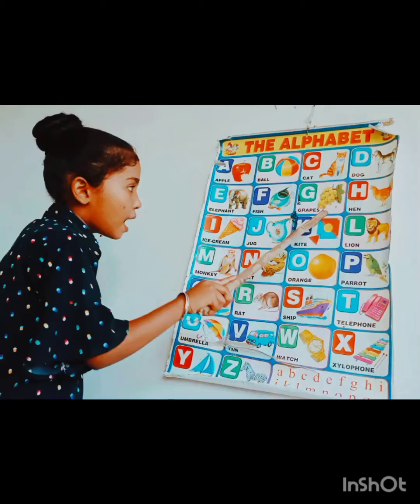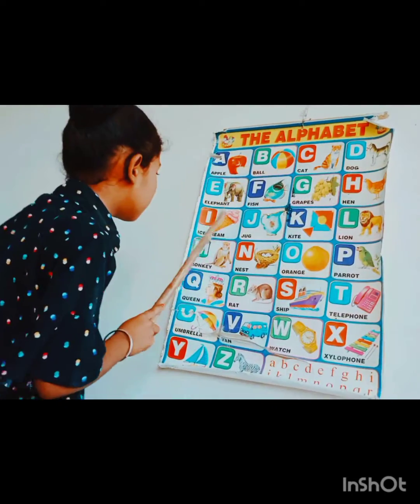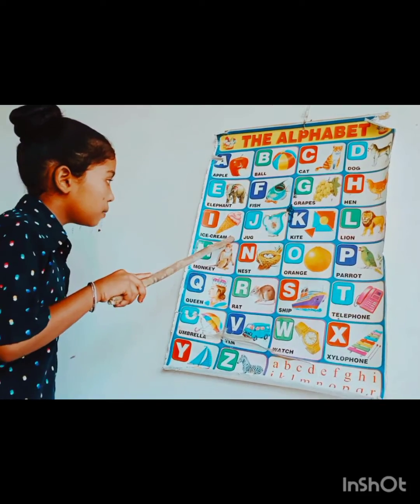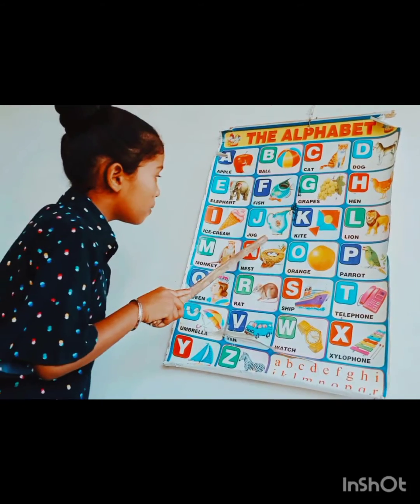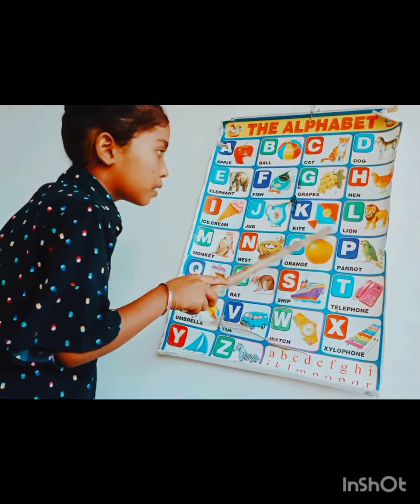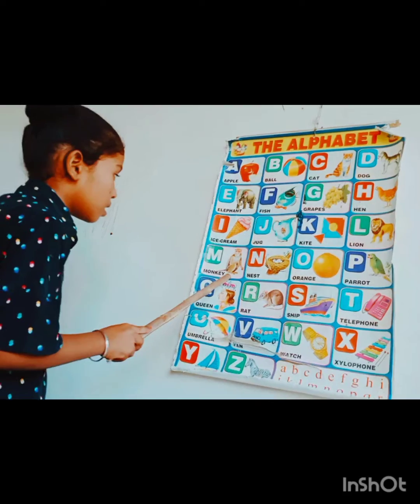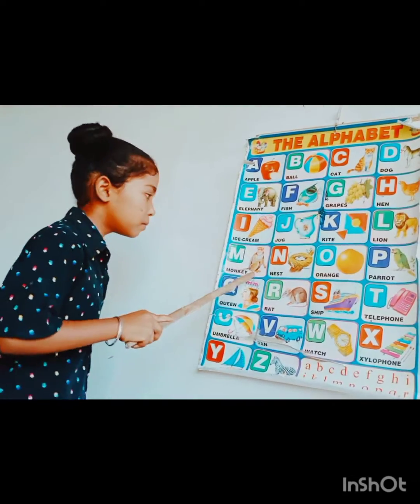G for grapes. H for hen. I for ice cream. J for jug. K for kite. L for lion. M for monkey.